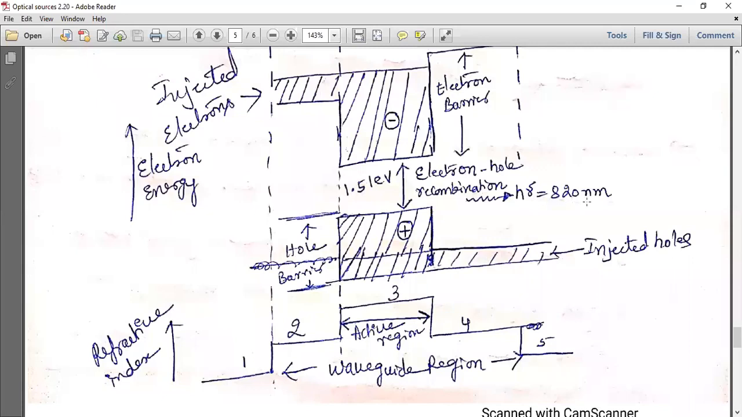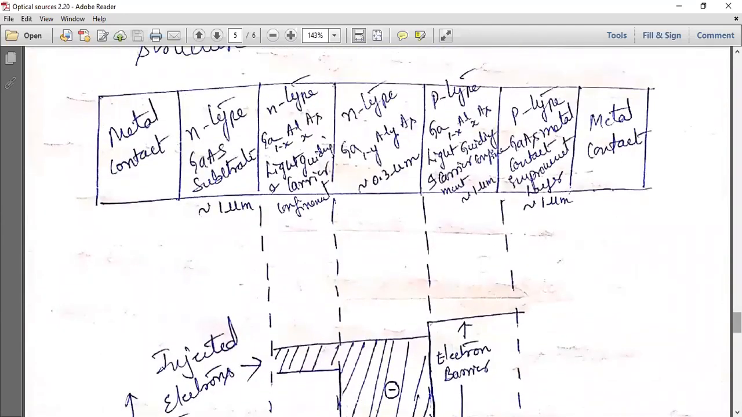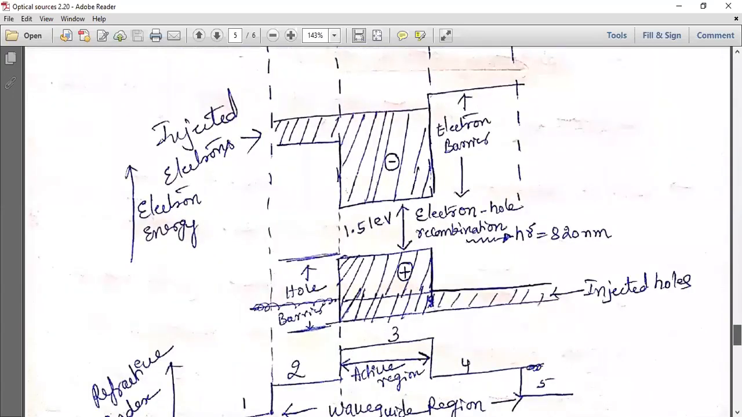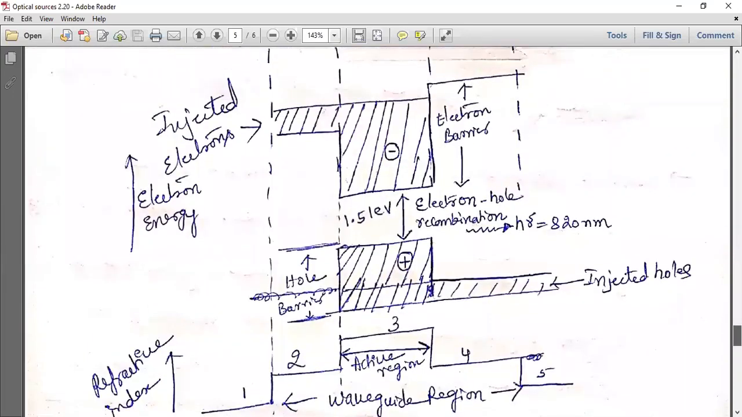Okay, so this 820 nanometer is dependent on the material which you have used. They will recombine at the active region and generate the light. Whatever light is generated will be released from this side. We can make an opening so that the light comes out, or you can place the OFC in that opening to send your light. Okay, so that is with respect to this.